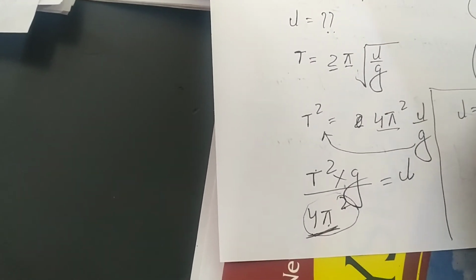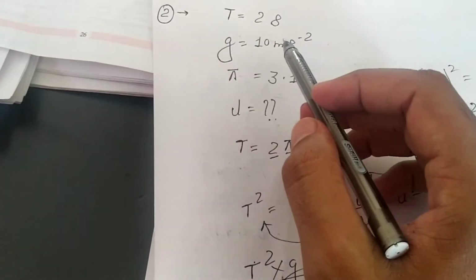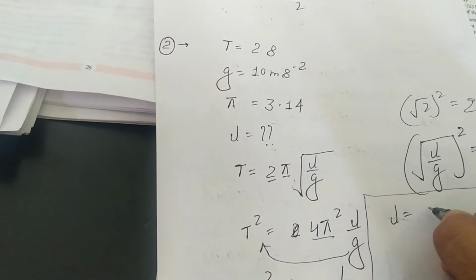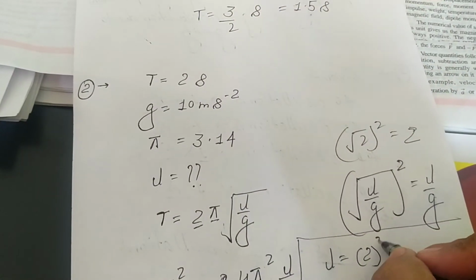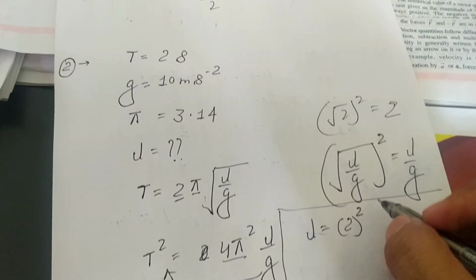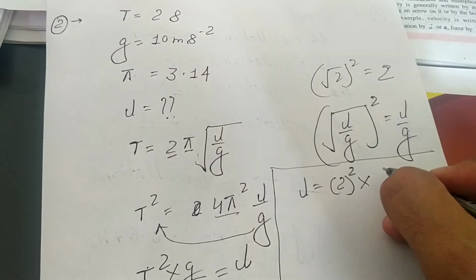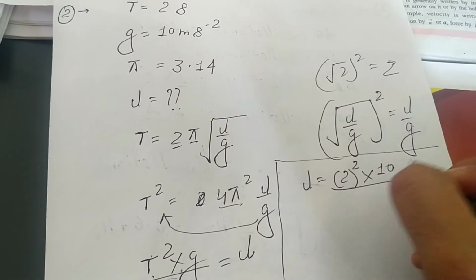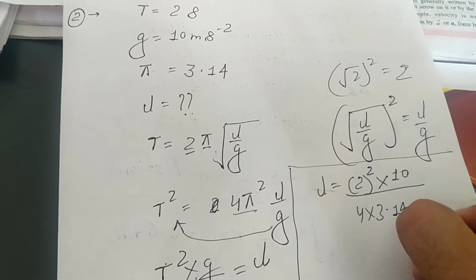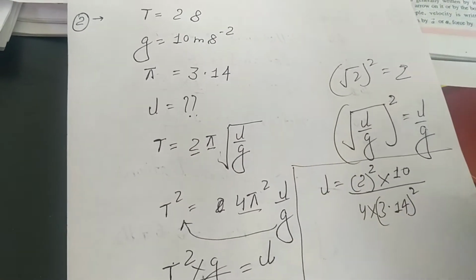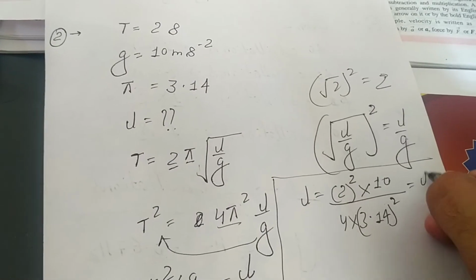Now L will be equal to T squared. What is the value of T? The value of T is 2. So 2 squared. Why 2 squared? Because it is T squared and the value of T is given as 2. 2 squared into g, g is 10, upon 4 into 3.14 squared, equals L.